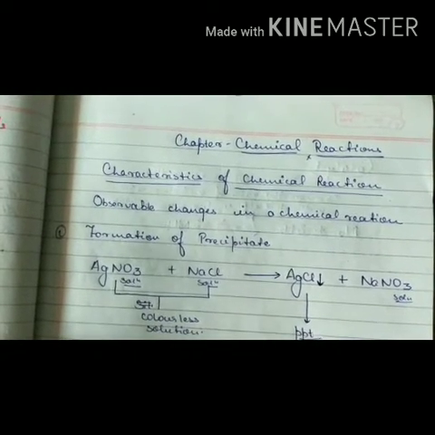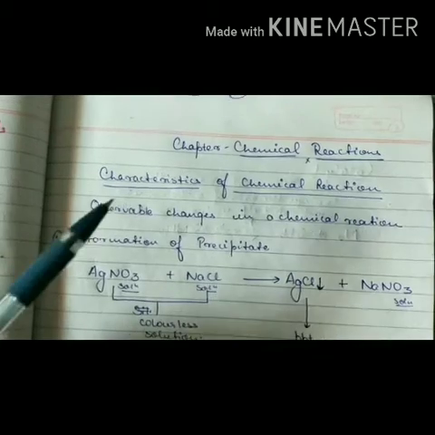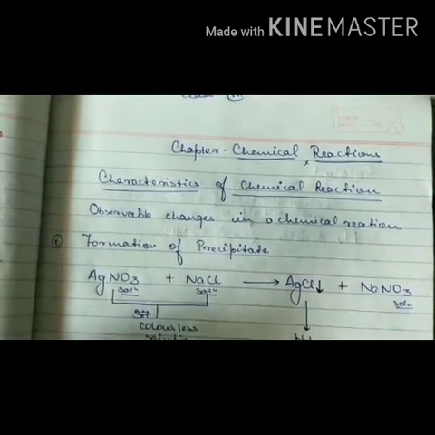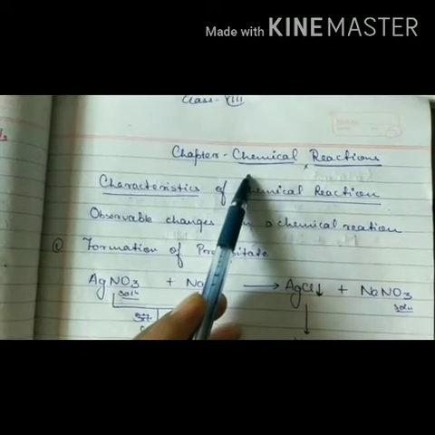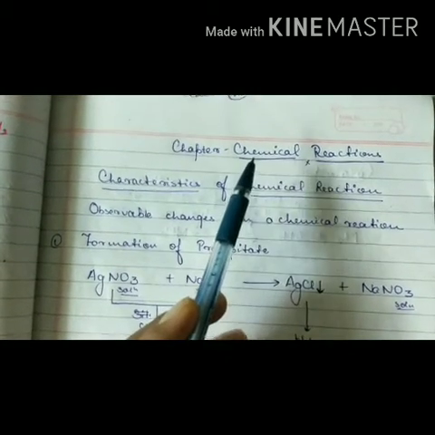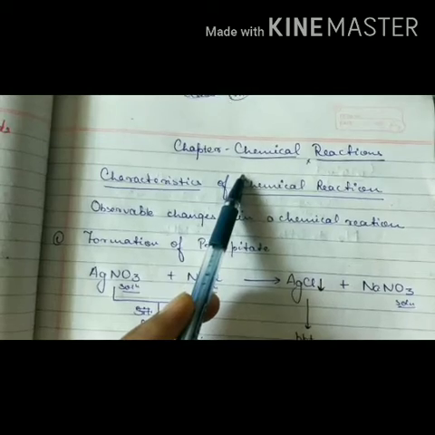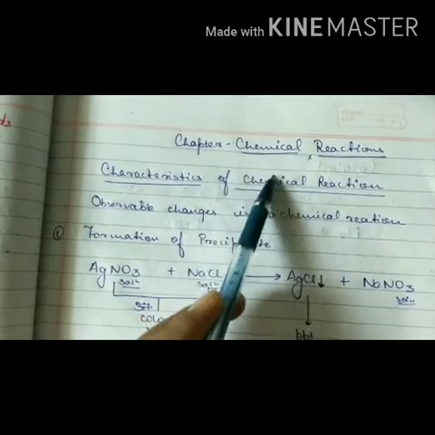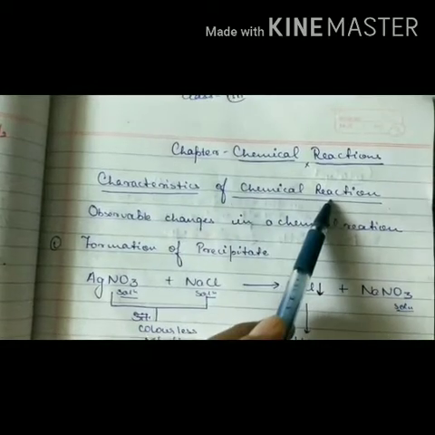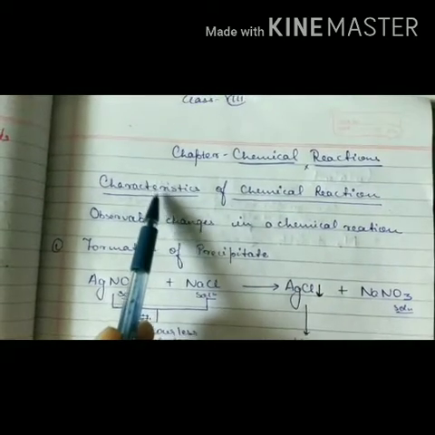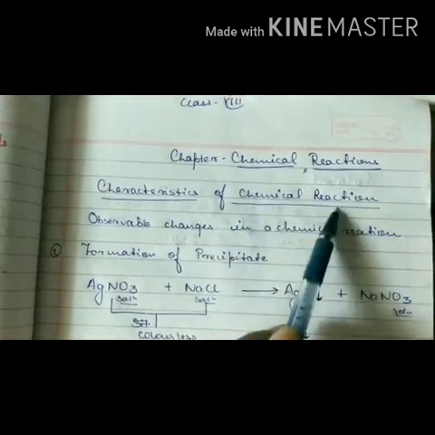In our last lecture of this chapter, we had studied what a chemical reaction is, what homogeneous and heterogeneous reactions are, and what reversible and irreversible reactions are. So now we will start a new topic: characteristics of chemical reactions. Students, what do you understand by the characteristics of a chemical reaction?